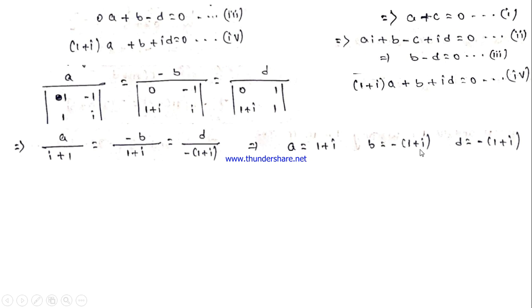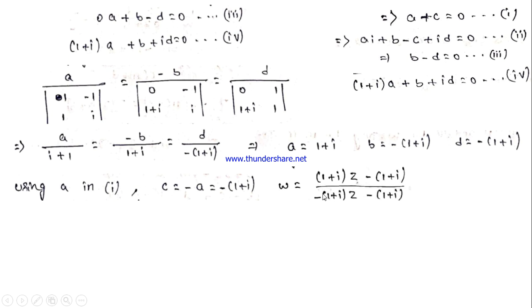Use these values of A, B and D in equation number 2. That will give you the value of C, or you can use it in equation number 1 to have the value of C, which is minus of 1 plus i. Now we substitute all this back in w, that is 1 plus i z minus of 1 plus i divided by minus of 1 plus i z minus 1 plus i. Note 1 plus i is common here, and here also it is common, take it out, and this is your bilinear transformation. Even in this problem, the question is to find the invariant points or the fixed points.